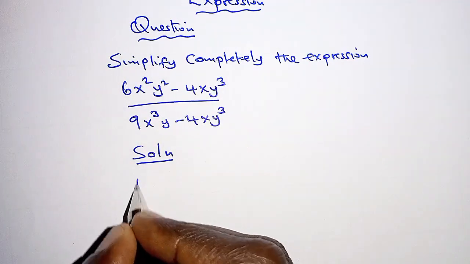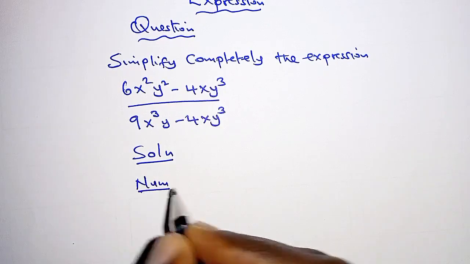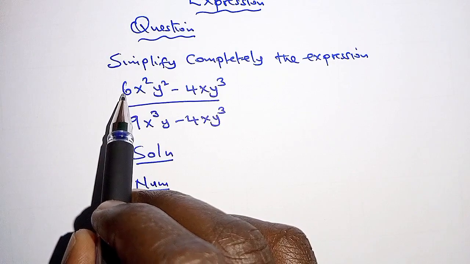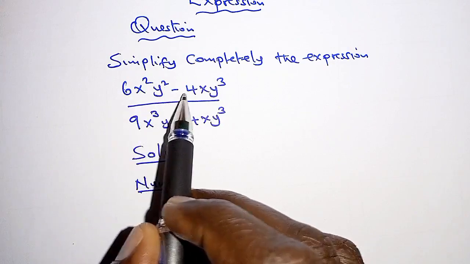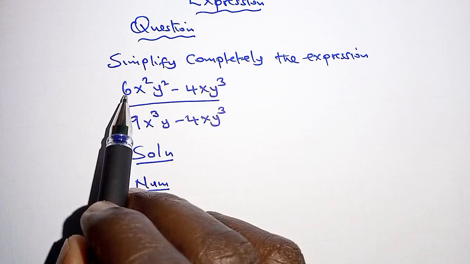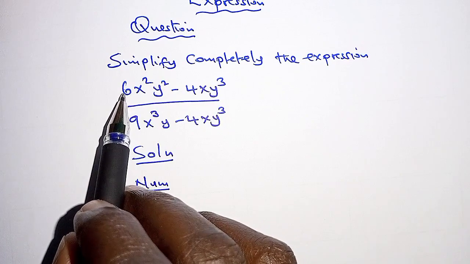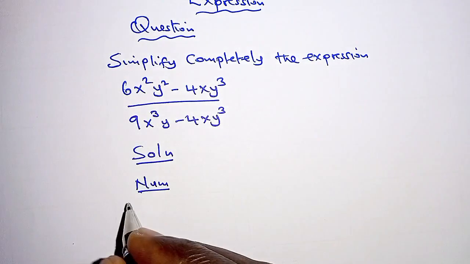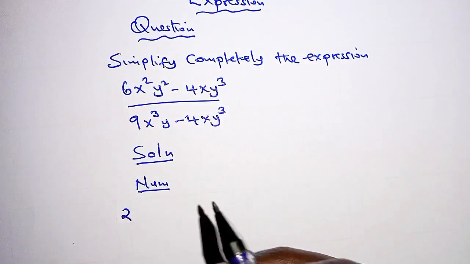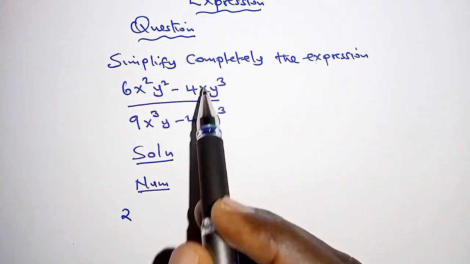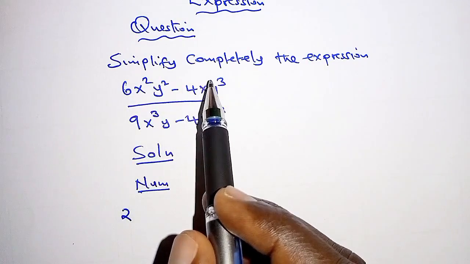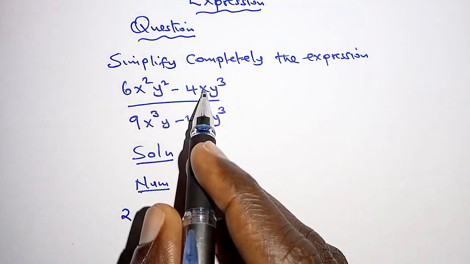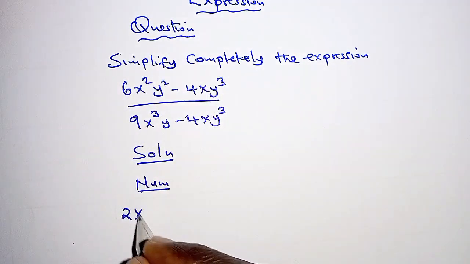Now, beginning with the numerator, I want us to identify this. We have 6x squared y squared minus 4xy cubed. Beginning with the numerical values, that is 6 and 4, the common factor here is 2. So we factor out 2. And then for x squared and x, the common factor is x. We pick the one with the lowest power. So we have x power 1 and x squared. So we identify x power 1, which is x.